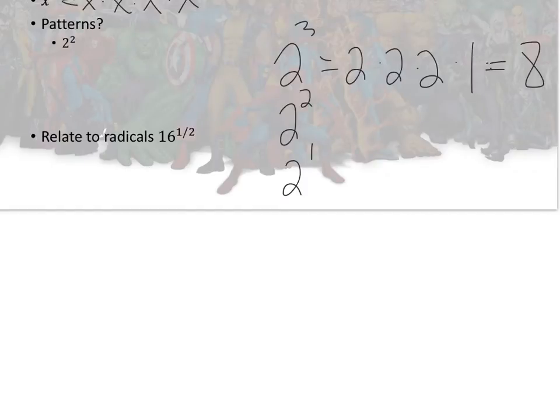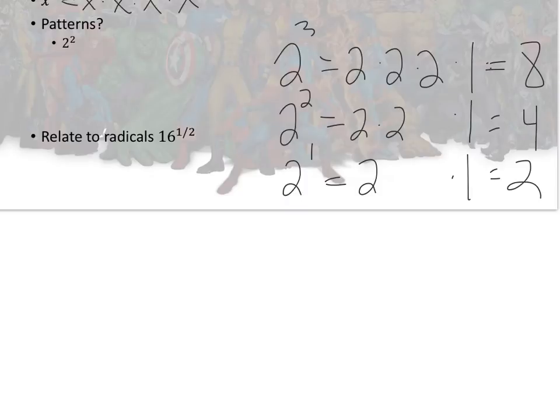Notice that there are 3 2's. 3 is the exponent. 2 squared is equal to 2 times 2 times 1. I know it's not necessary, but you'll see why I'm writing it in just a second. 2 times 2 times 1 gives us 4. And 2 to the first power is 2 times 1. 2 times 1 is 2.